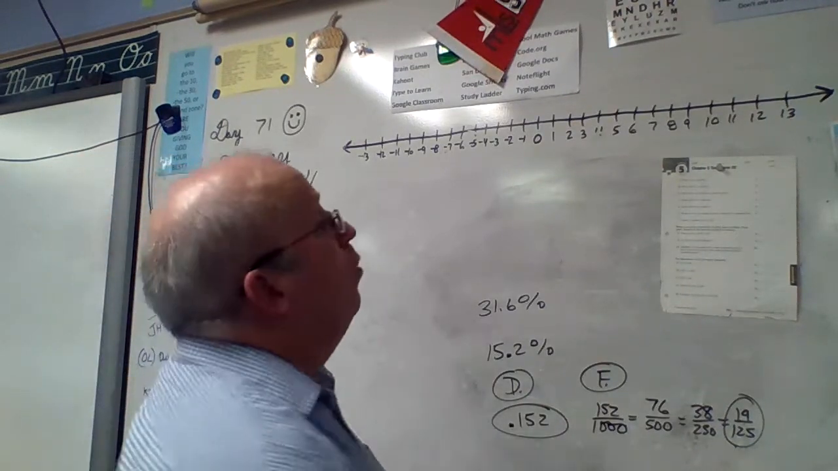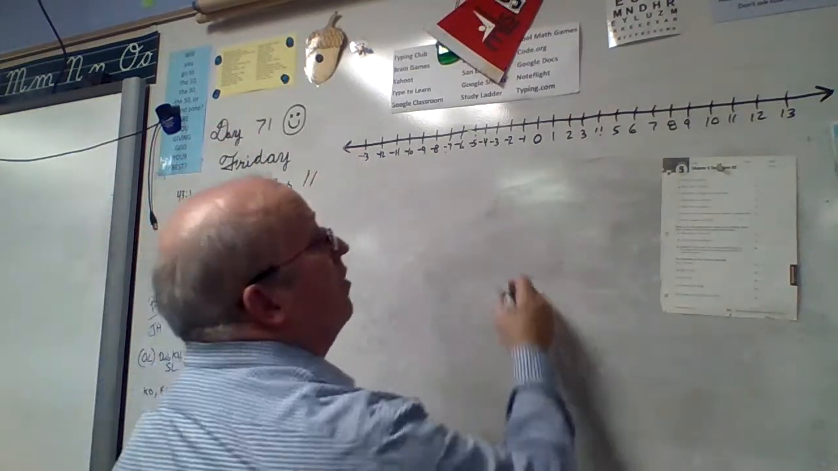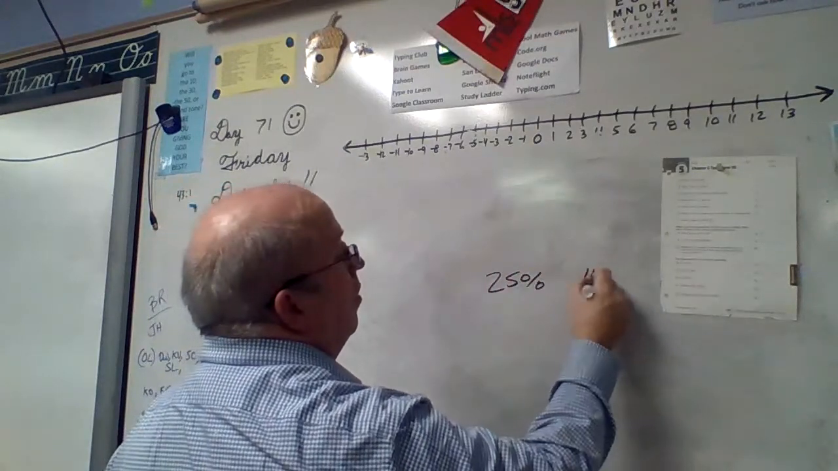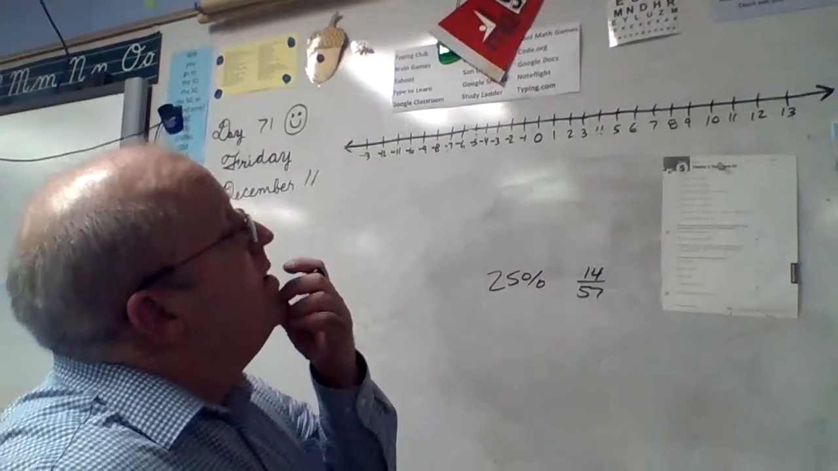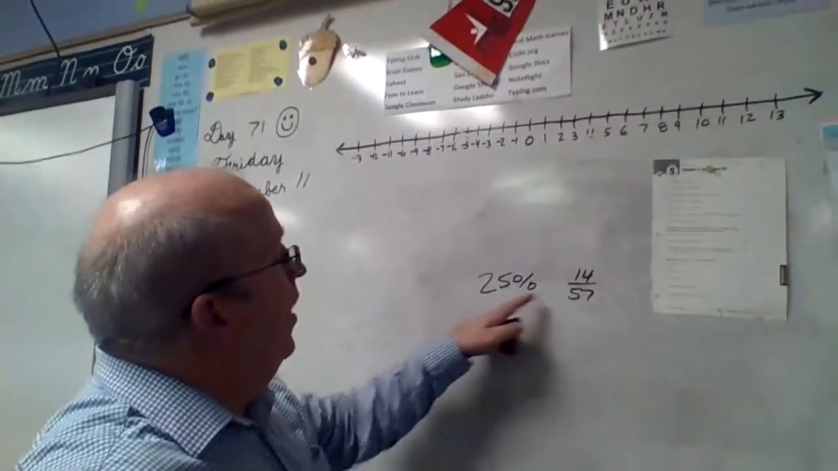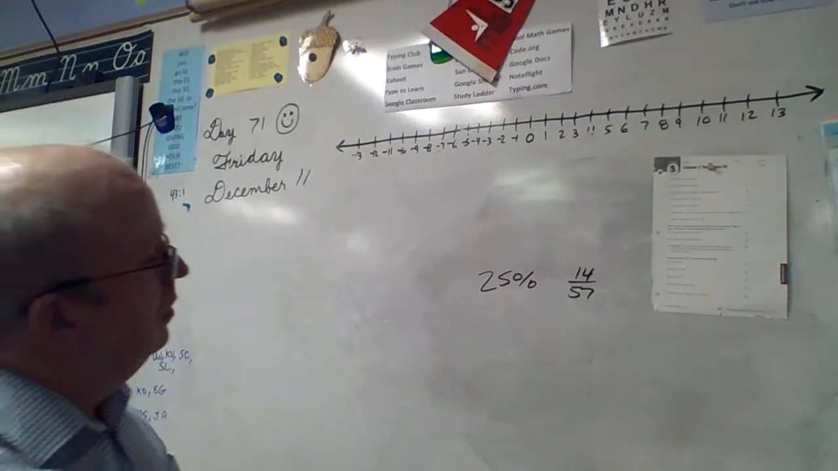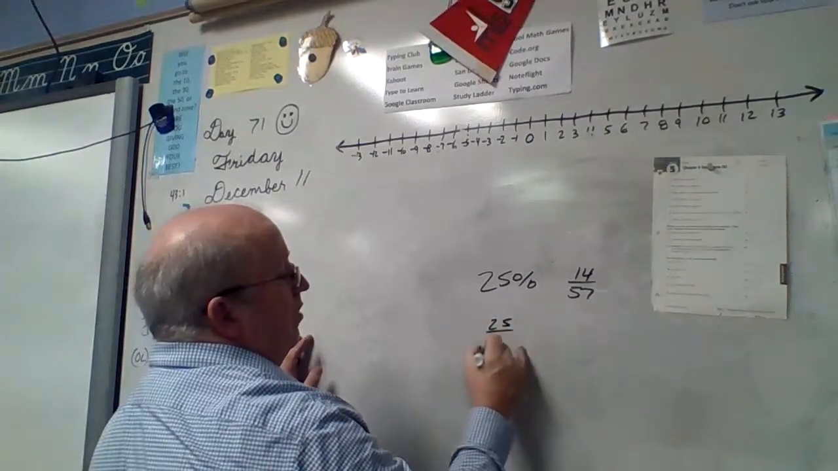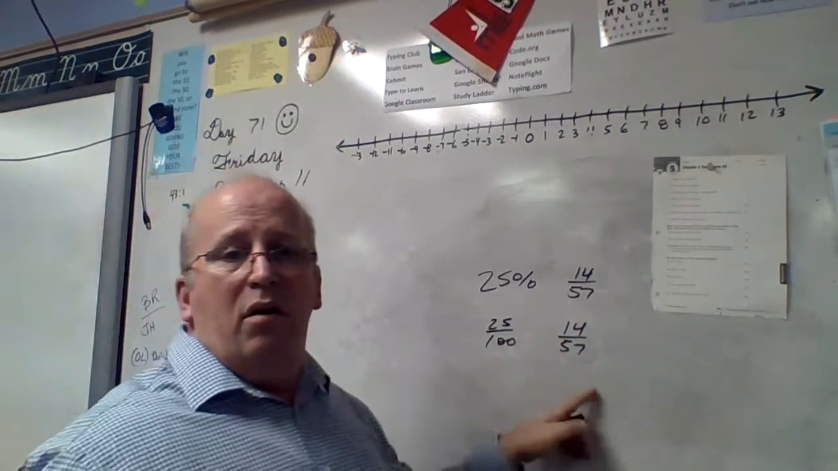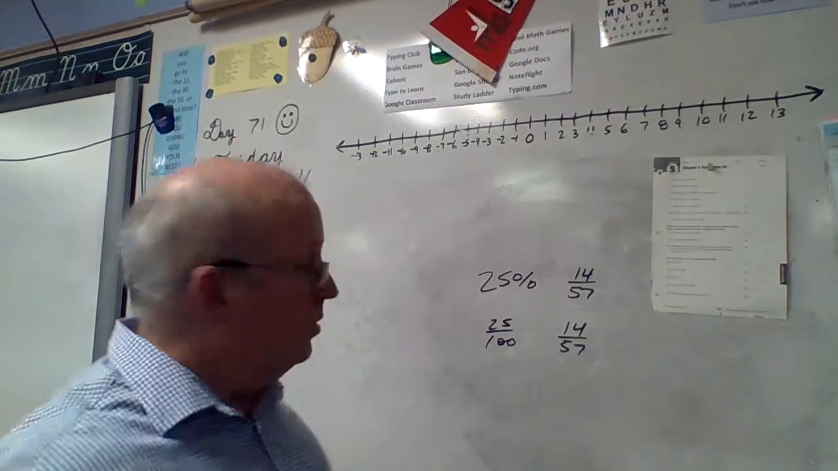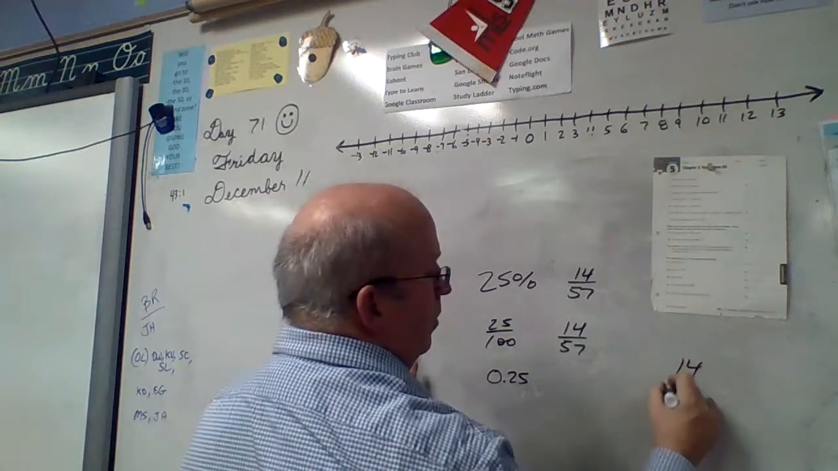Okay, how about number 7? Which one's greater, 25% or 14/57ths? Well, if it were me, I've been thinking about, is there a way I can change these into a form where I can compare them? For example, I know that this is 25/100ths, but that still doesn't help me yet because I don't have common denominators, right? What if I change them into decimal numbers? This as a decimal number is 0.25. What's this as a decimal number? I don't know.